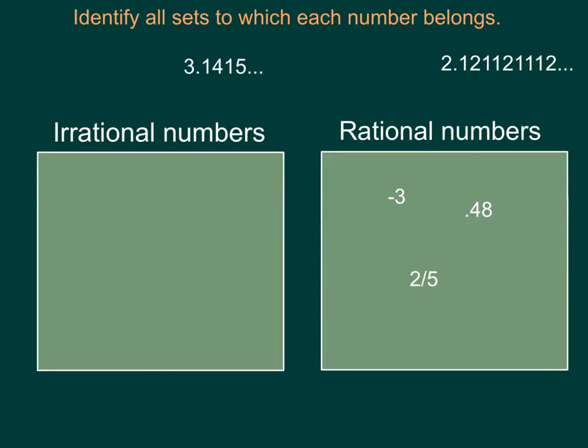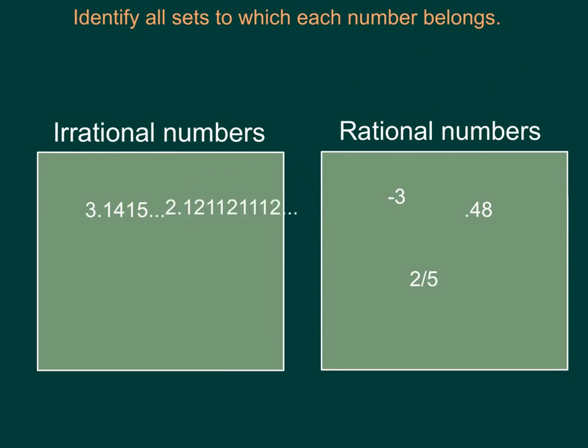Now, here we have this number which represents pi. And we know that pi never ends. 3.1415, and it goes on and on and on. So that is one that doesn't repeat and it never ends. That's considered an irrational number. Here's another example of an irrational number. You can see here that we've got a pattern that's continuing in this number. 2.1211211112, and those dots mean that it continues and it doesn't end. So this number would be considered irrational.